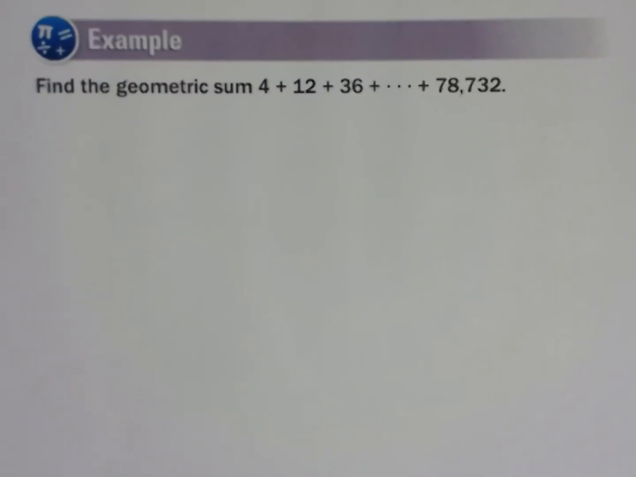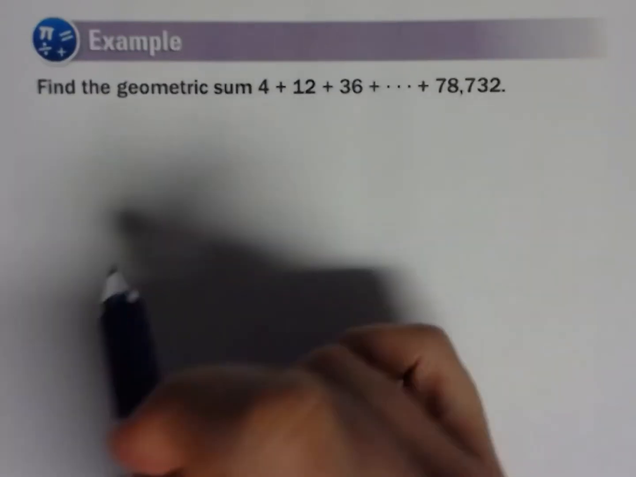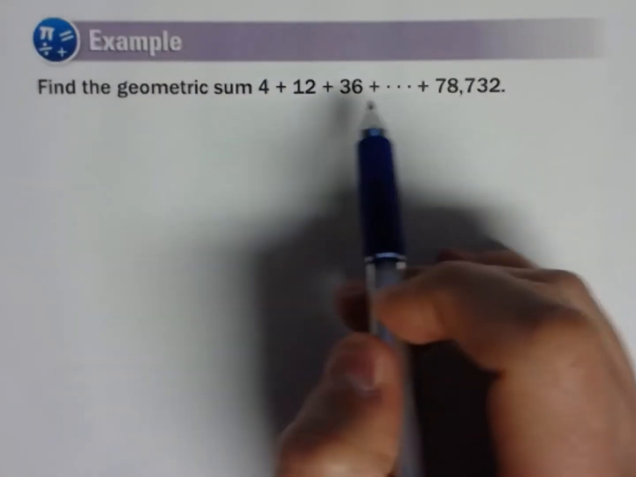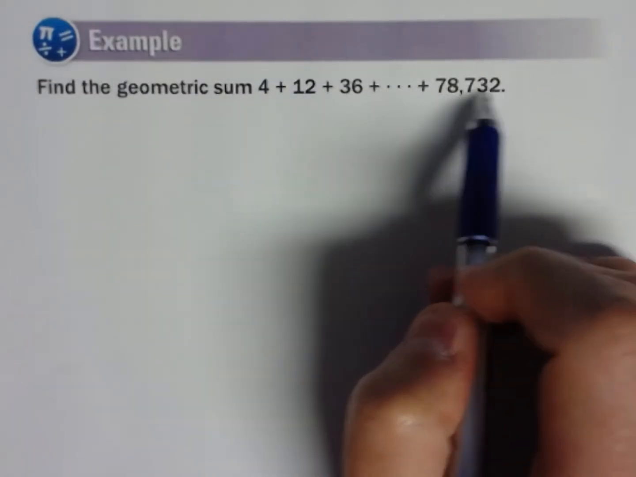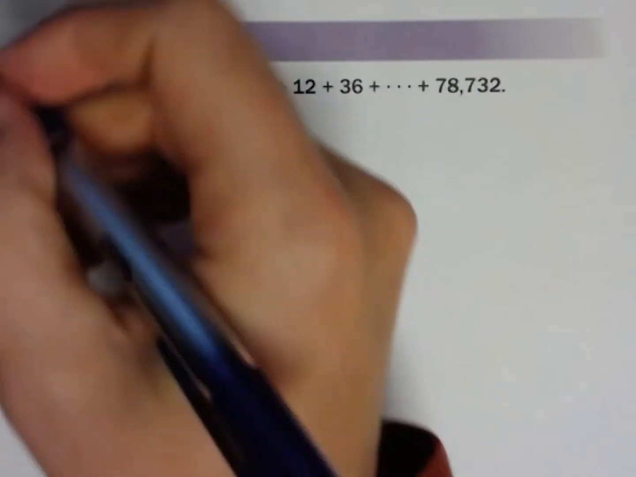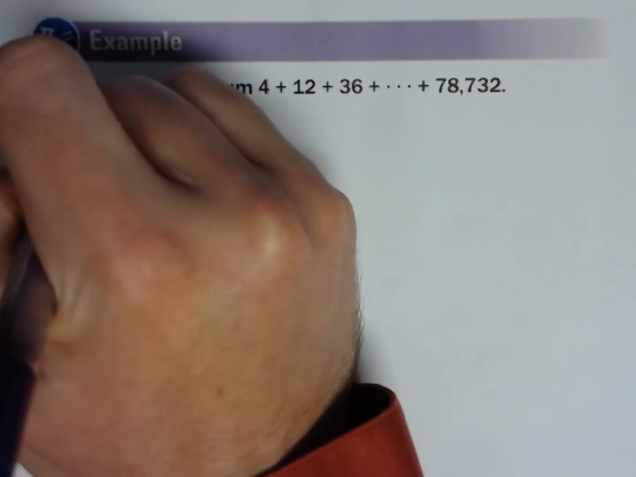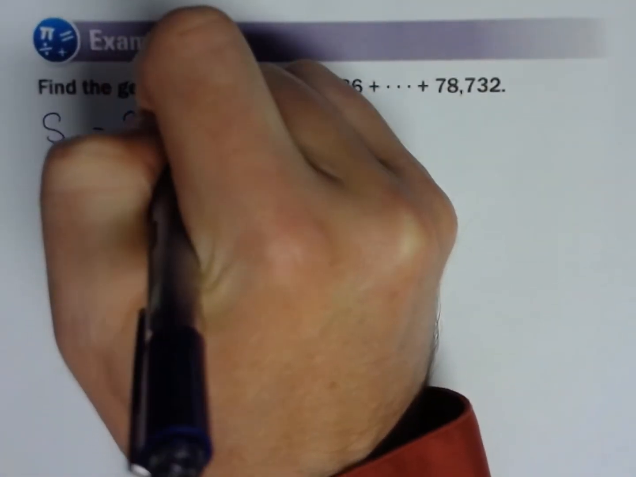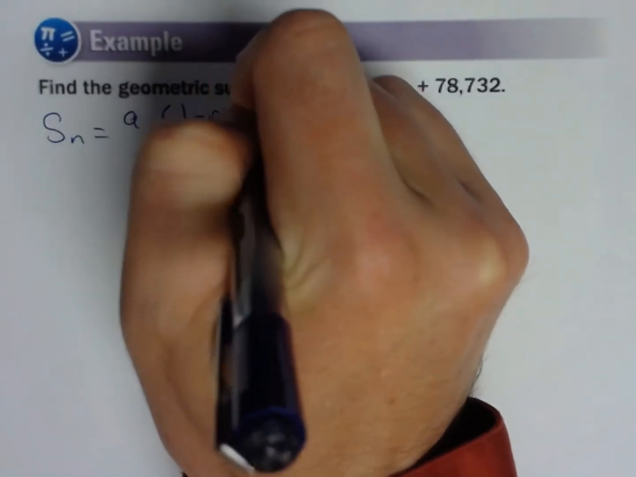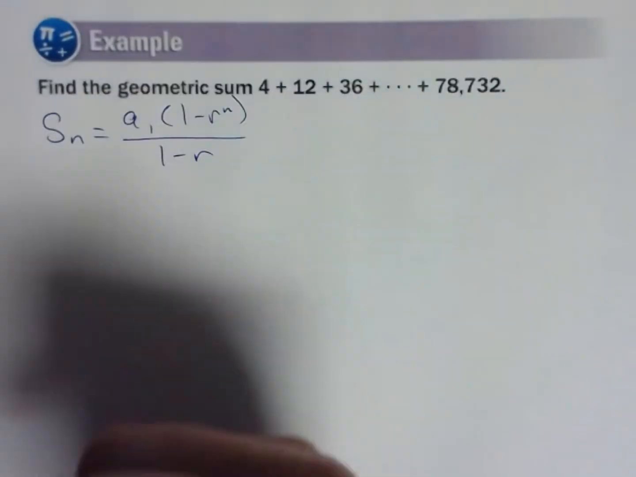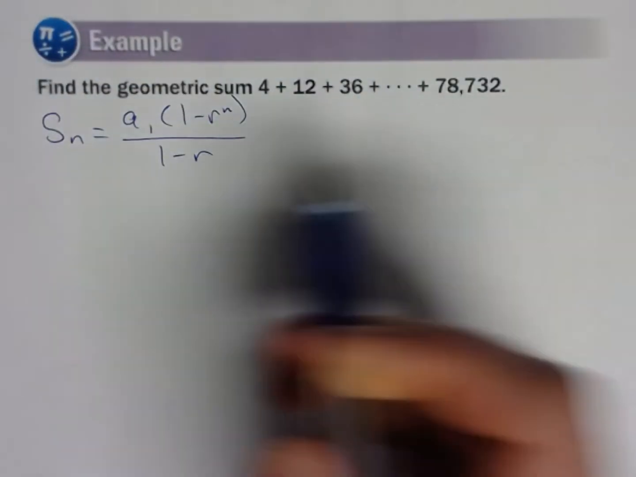Okay, another little geometric series example. This time, notice they list some terms out and then we have a final term. So let's show our relationship again. S sub n equals first term times 1 minus r to the n, all over 1 minus r. Let's show what we know.